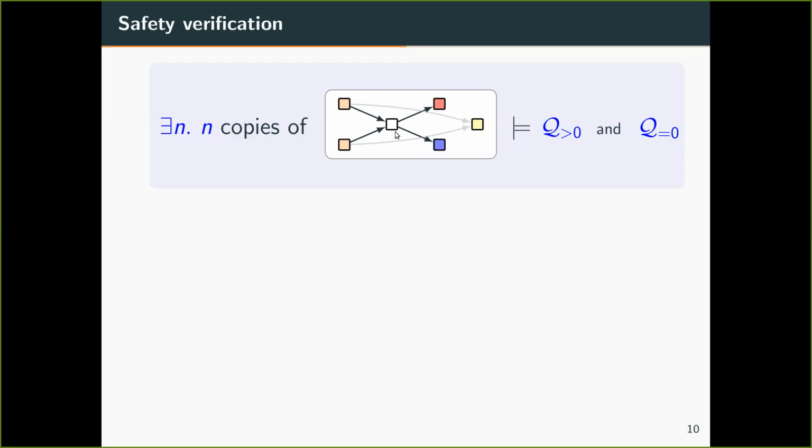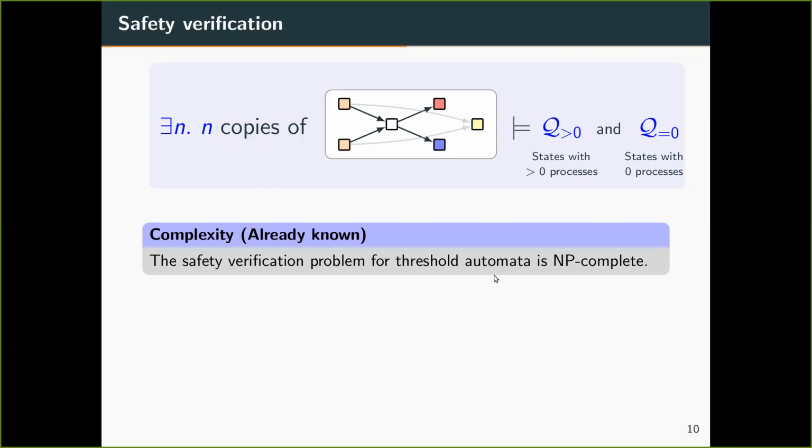Now, the sort of problems that we're interested in are as follows. We are given a threshold automaton, and we are given two sets of states, which I will call q bigger than 0 and q equal to 0. These constitute what I call a specification. Given a threshold automaton and a specification, we would like to verify whether there exists a population size n such that running n copies of this threshold automaton satisfies the specification. What do I mean by this? I mean that running n copies of this threshold automaton will reach a configuration which puts at least one process in each of the states in q bigger than 0 and exactly 0 processes in each of the states in q equal to 0. If this happens, then I say that the given automaton satisfies the specification. This is what I call the safety verification problem. And it is known that the safety verification problem for threshold automata is NP complete.